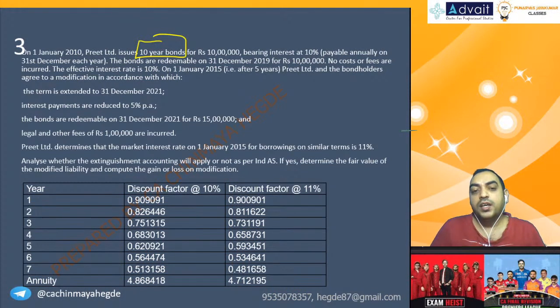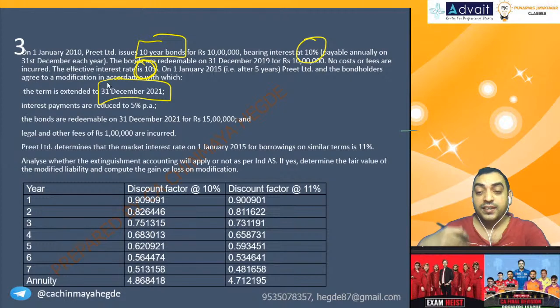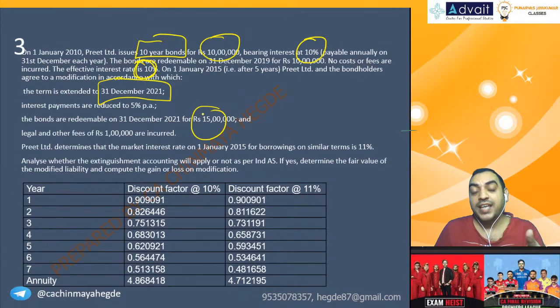Okay, let us go further. The bonds are redeemable on December, no cost of fees is incurred. Effective interest rate is therefore 10%. So the interest is 10%, effective interest is also 10% because there is no transaction cost. On 1st January 2015, Preet Limited and the bondholders agreed to a modification in terms: extended to 31st December 2021. There is an extension. Interest payments are reduced to 5% per annum. Bonds are redeemable in December 2021 for 15 lakh. It was supposed to be redeemed at 10 lakh. Now 15 lakh. See, there are modifications happening.